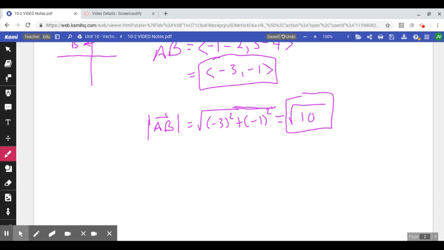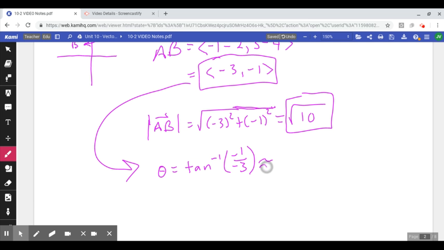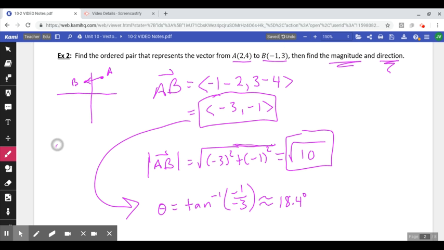The direction, we're going to want to use the inverse tangent here. So theta will be the inverse tangent, and then we're going to do the opposite or y value over the x value. And right now I'm just looking at the vector ordered pair up there at the top. Now, if we type this in our calculator, remember to use the inverse tangent here, we're going to get about 18.4 degrees.